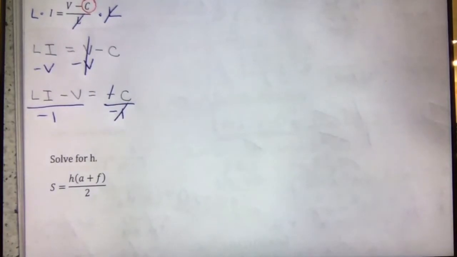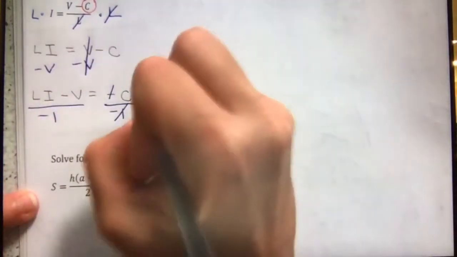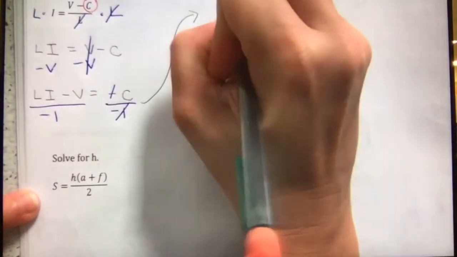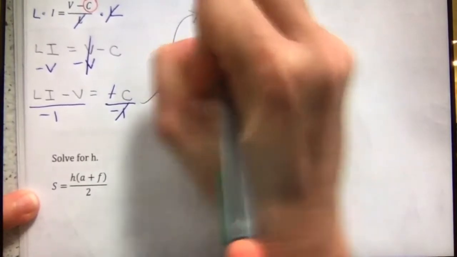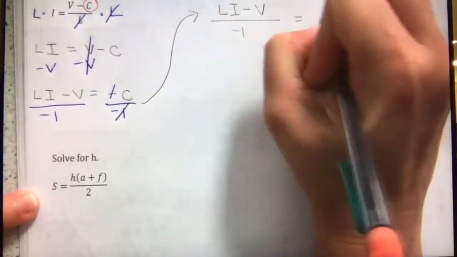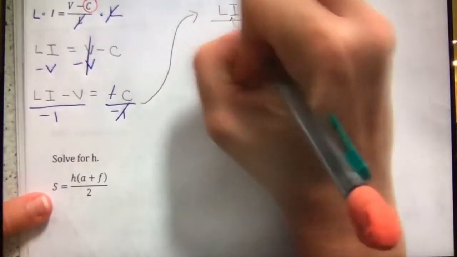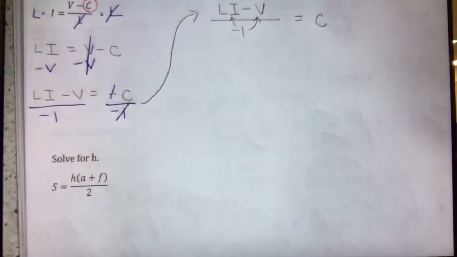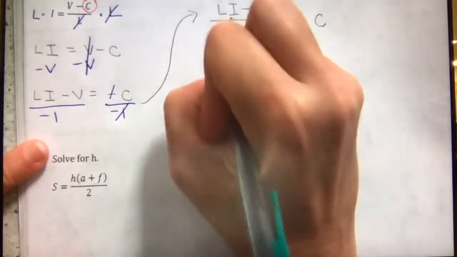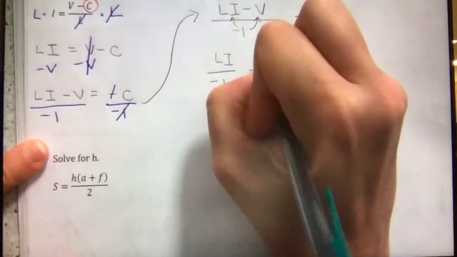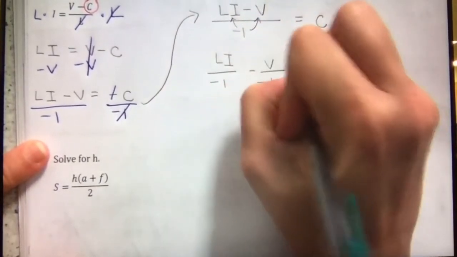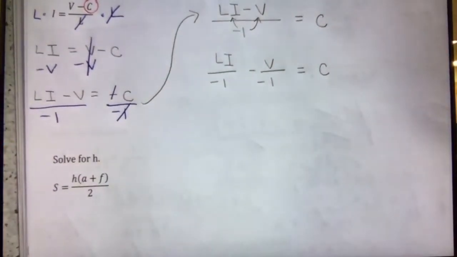So we're left over, coming up here, with Li minus V all over negative 1 equals C. So we got C by itself. Just one little last thing. I'm dividing everything by negative 1, so both terms are being divided by negative 1. So I can say Li over negative 1 minus V over negative 1 equals C.